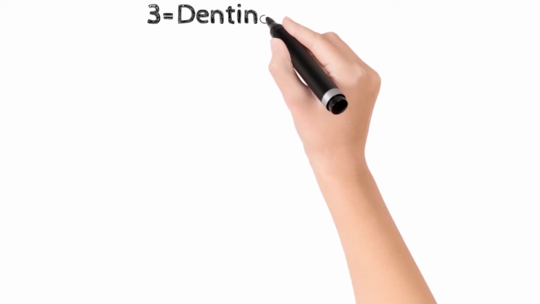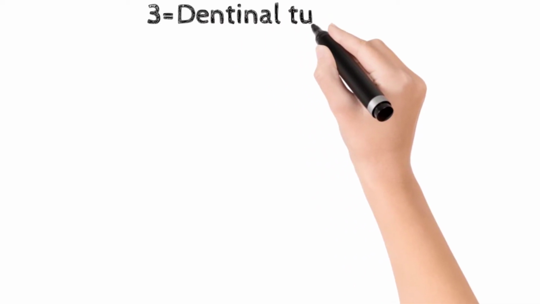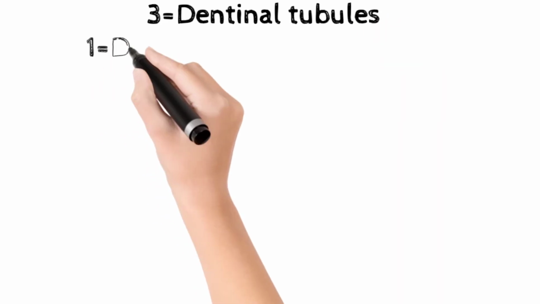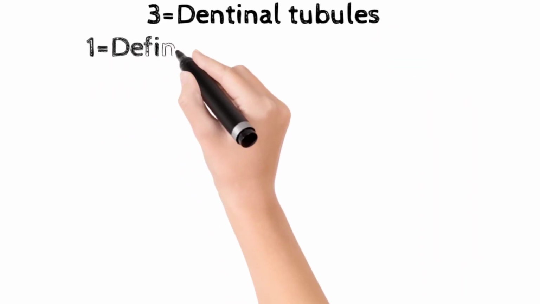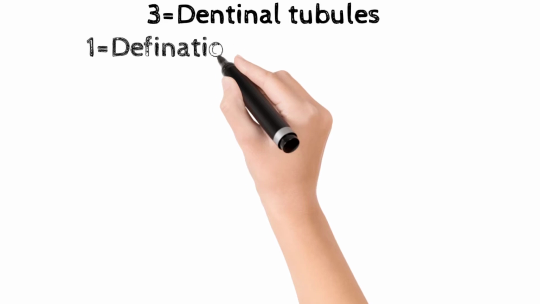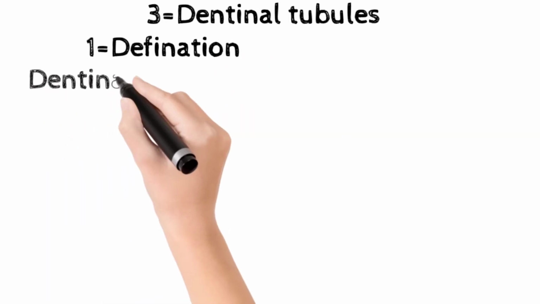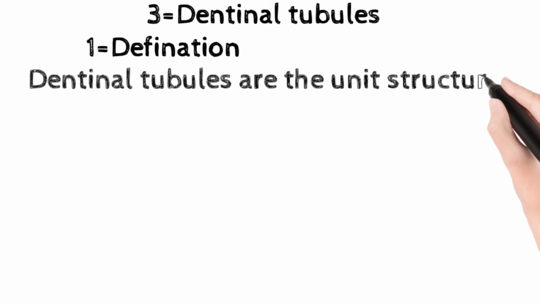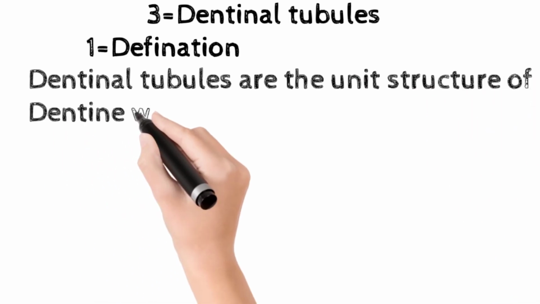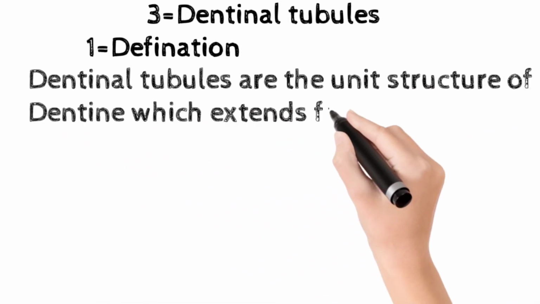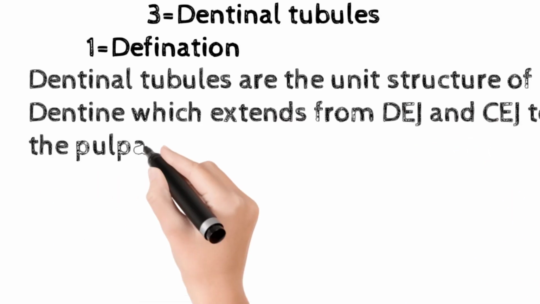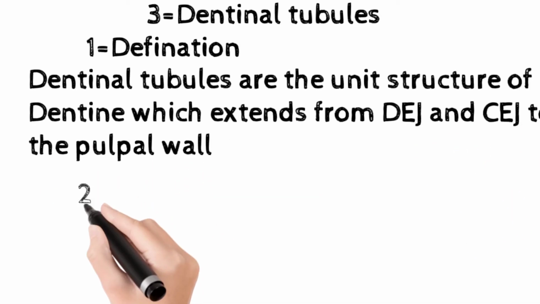Now third, after odontoblastic process, come to the dentinal tubules. Now in dentinal tubules we will study its definition, its dimension, its course, its content. First definition. Dentinal tubules are the unit structure of dentin which extend from dentino-enamel junction and cemento-enamel junction to pulpal wall.